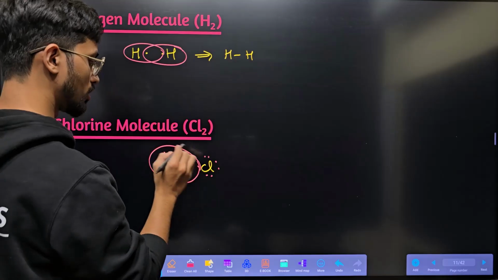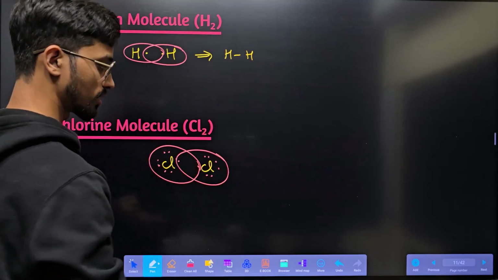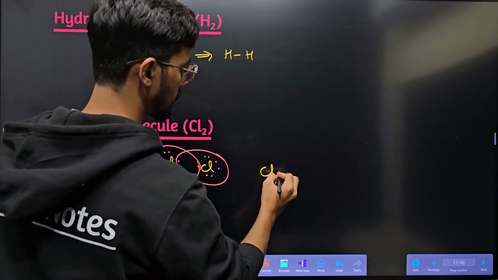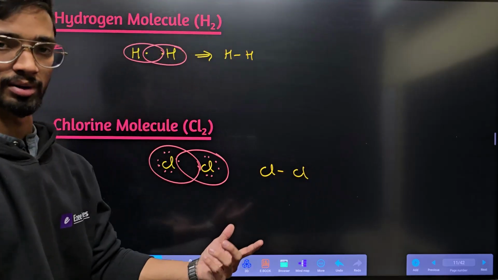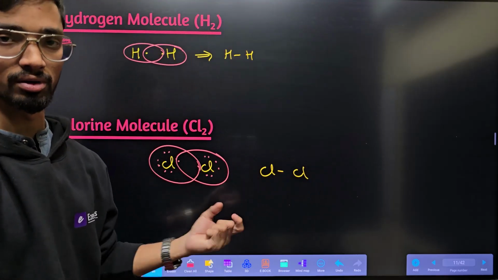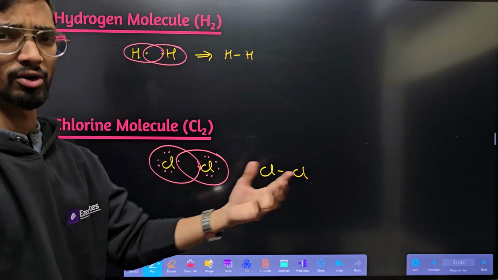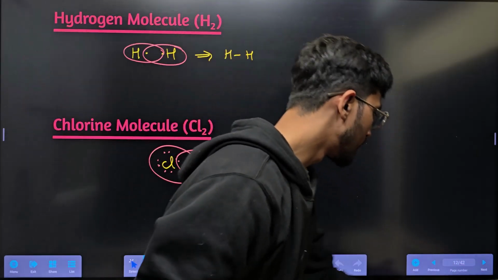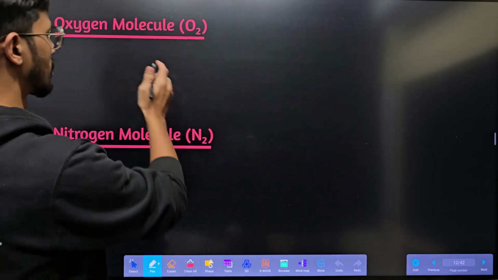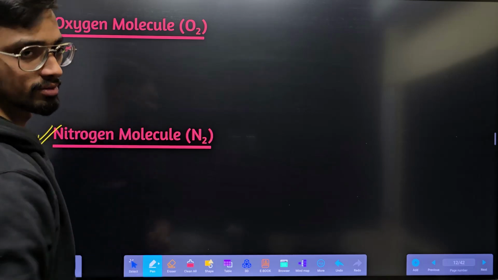So this will form one bond and this will form another one. Right? Cl and Cl, a single covalent bond. Equal sharing of electrons, no extra pulling from any atom. Oxygen we have done. Nitrogen also we have done.